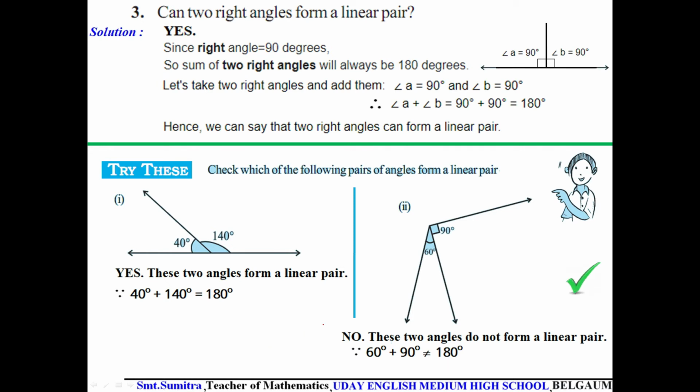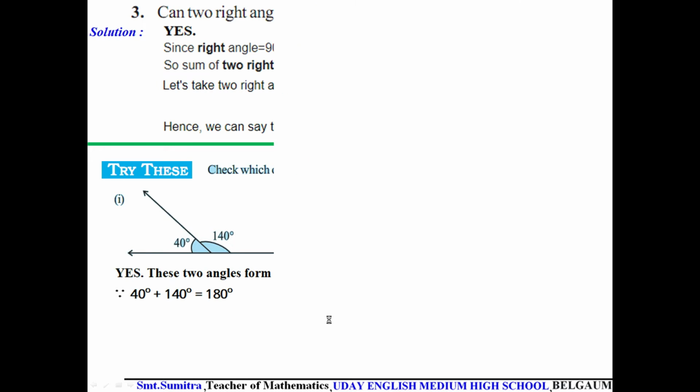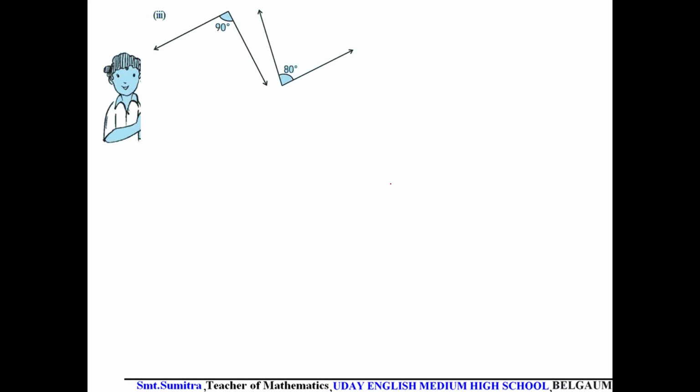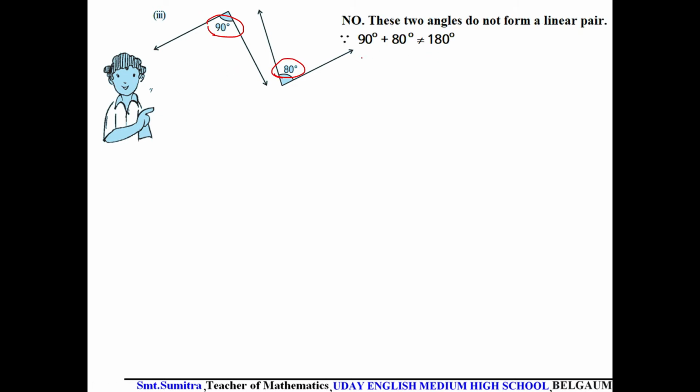Another example, let us see. In this case, 90 degree and 180 degree. If I add these two, the answer is 170 degree. So it is not equal to 180 degree. Therefore, these two angles do not form linear pair.